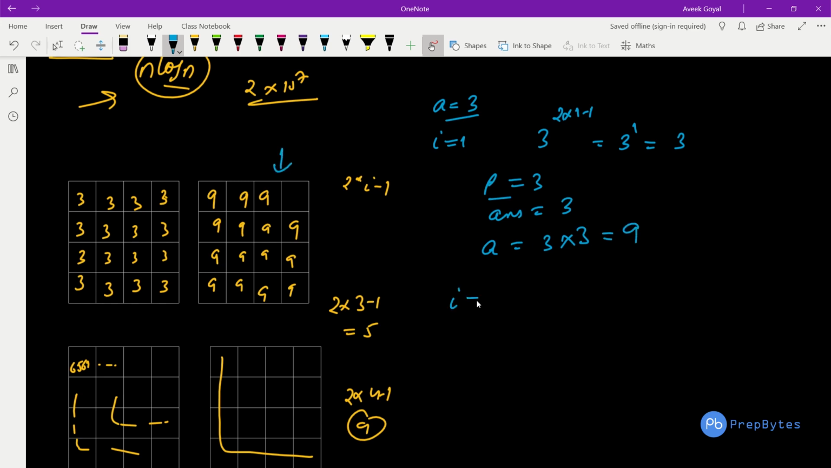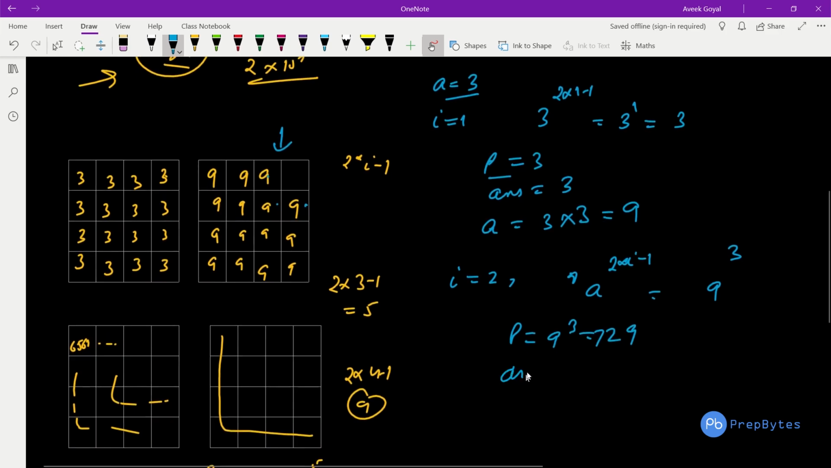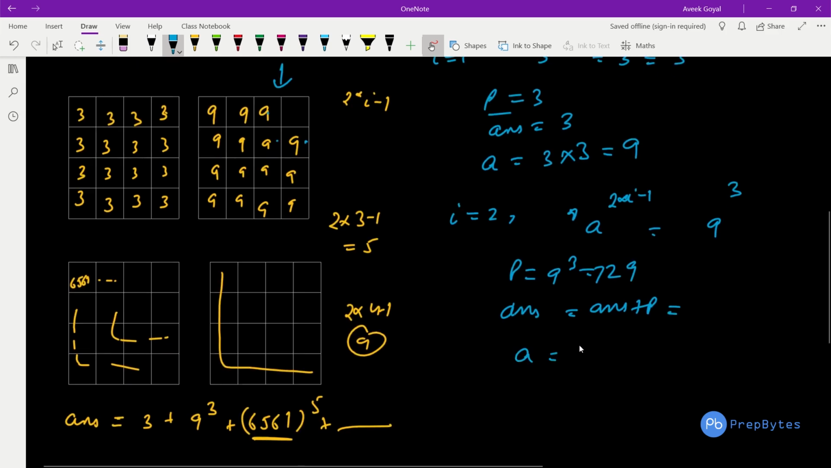Fine. Then i equals 2 will happen. For i equals 2, whatever the a value is, it is raised to the power of 2 into i minus 1. The new a value is 9. 9 to the power of 2 into 2, 4 minus 1, 3. So 9 cube, 9 multiplied by 9 multiplied by 9. This will become my p, 9 cube, which is 729. This will be added into the answer variable, so answer equals answer plus p. And my new a will be the current a, that is 9, multiplied by 9 cube, as I have explained. So it is 729 times 9, which is 6561.